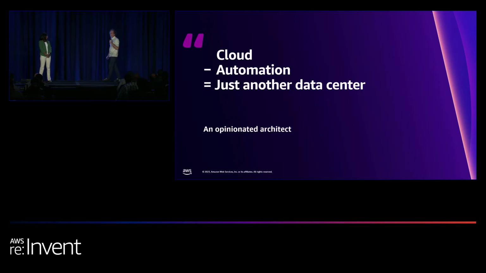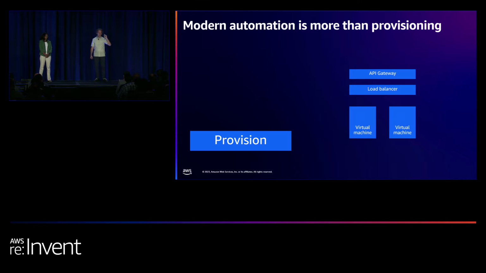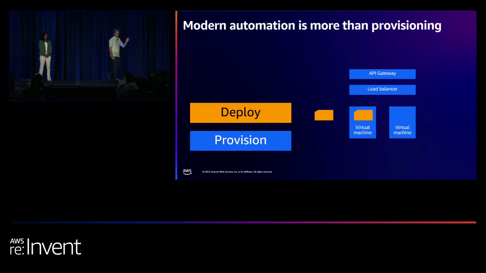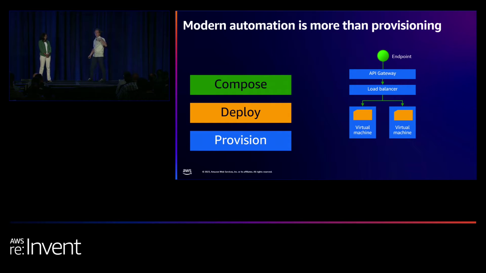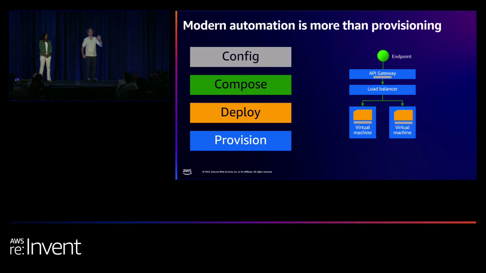So let's do this for automation as well. Because automation in the cloud actually does quite a few things. We commonly think about it as provisioning resources, right? And that's great, but by themselves, the resources don't really do much. I use a very simple example here of some EC2 instances, a load balancer, and API Gateway. You need to deploy code onto these instances, but then you still have just disconnected pieces. You also need to compose. You need to configure what talks to what so that these resources actually make a working application.